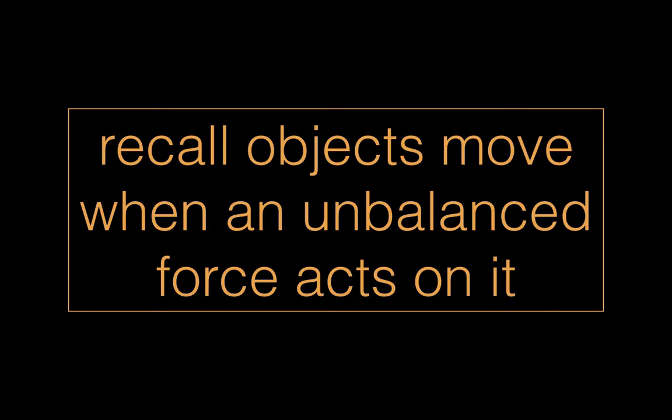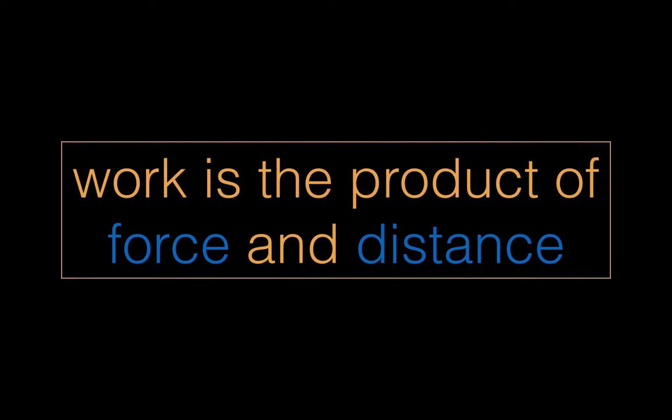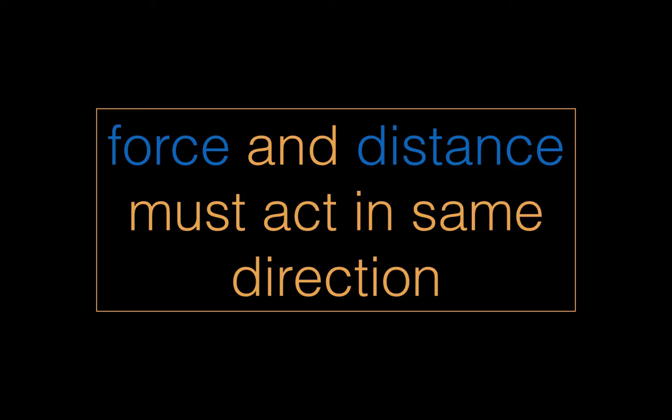So recall that objects move when an unbalanced force acts on them. Work is a product of force and distance. So you apply force to an object, and you apply it in such a way that it's an unbalanced force, overcoming whatever other forces are keeping it from moving, and then you move that object, okay, you displace it, you create a distance, and it is a product of that distance times the force that is applied. Okay, so force and distance must act in the same direction. Otherwise, you're not really moving.